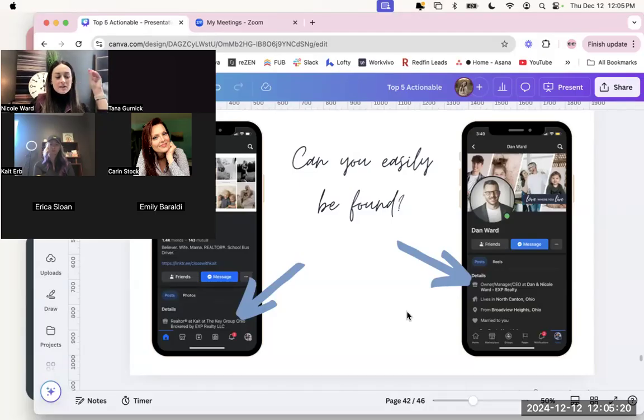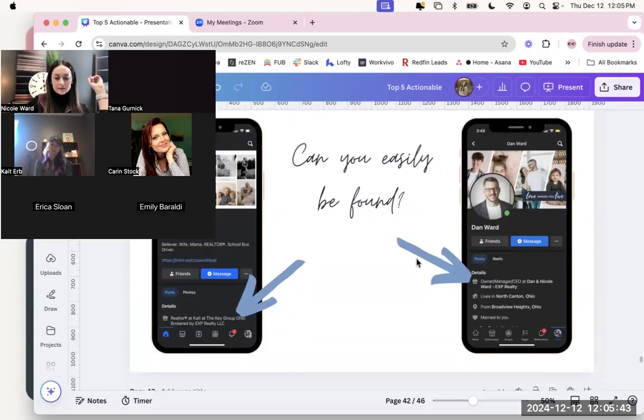You want to be easily accessible within 1 to 2 clicks on social media. So you want to say that you work at your own business page, your own brokerage, or right here, Kate has a Linktree link on here where someone can find her information, with your number, your email, your whatever, how they're going to get a hold of you. You want to be that easily accessible on social media.